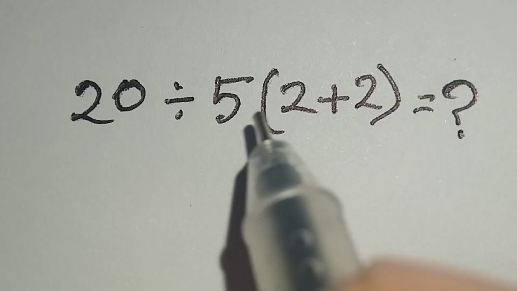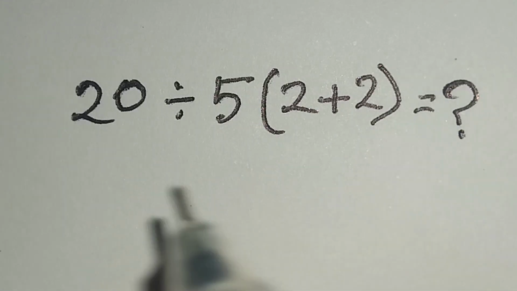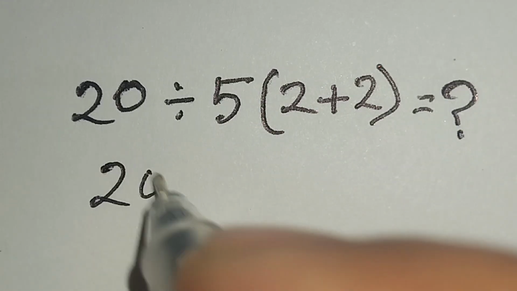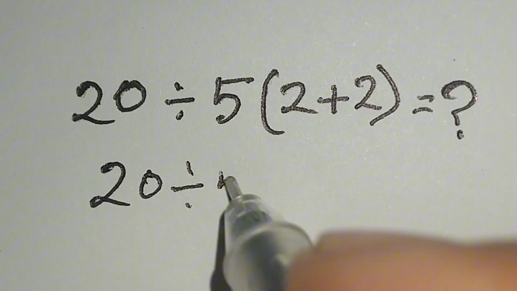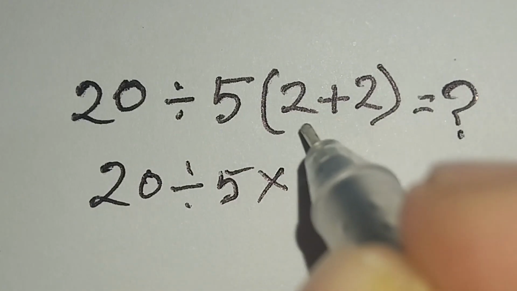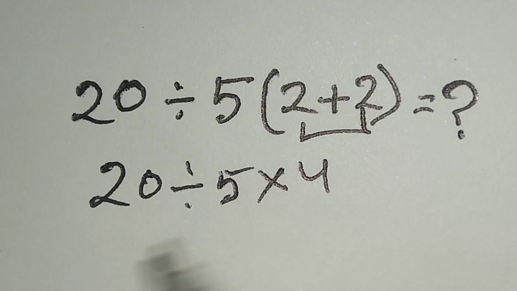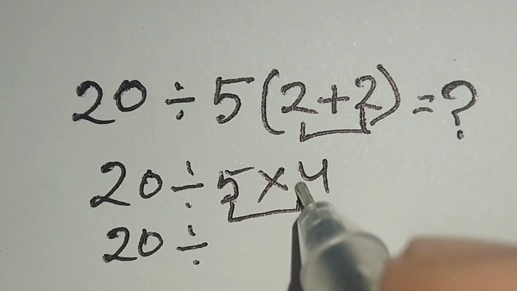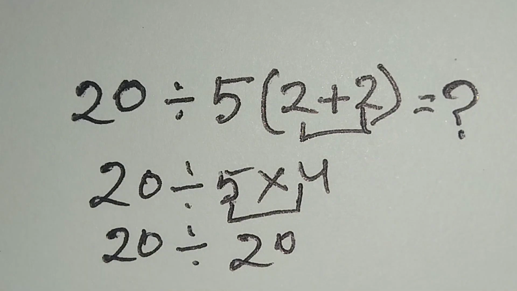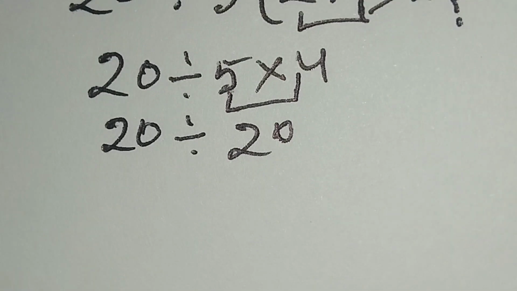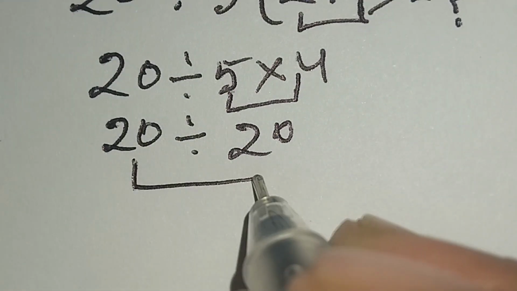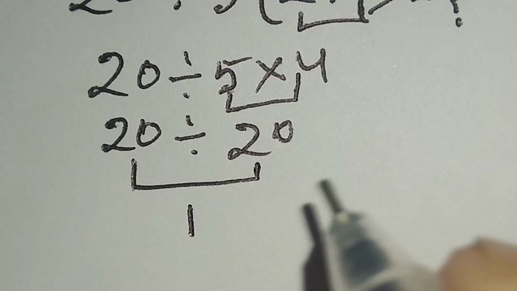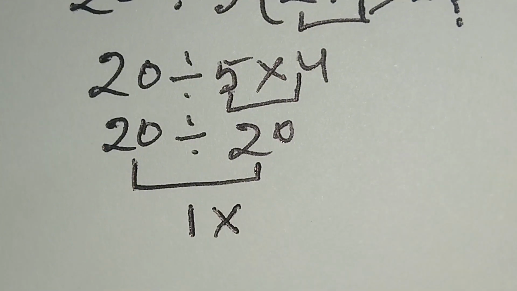20 divided by 5 bracket 2 plus 2 equals what? Here this 20 divided by this 5 multiply this 2 plus 2 gives us 4. 20 divided by this 5 times 4 gives us 20. 20 divided by 20 gives us 1. But this answer is not correct.